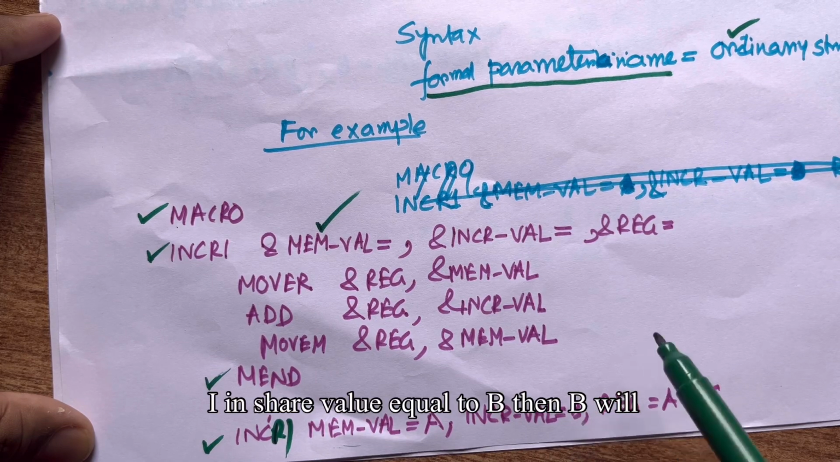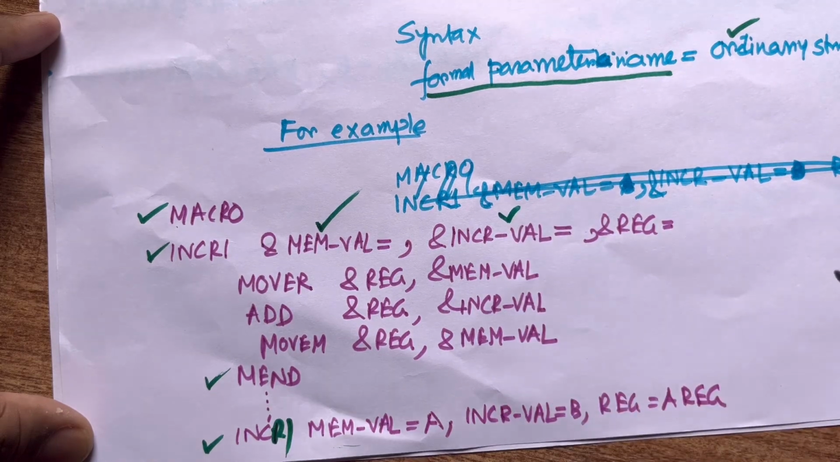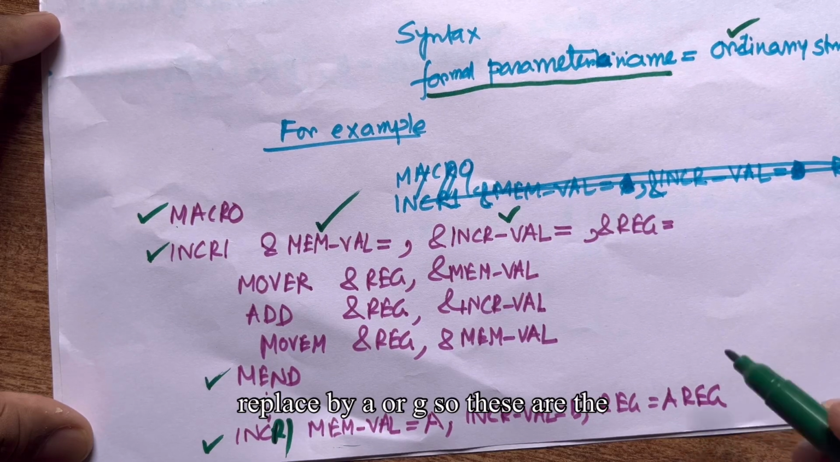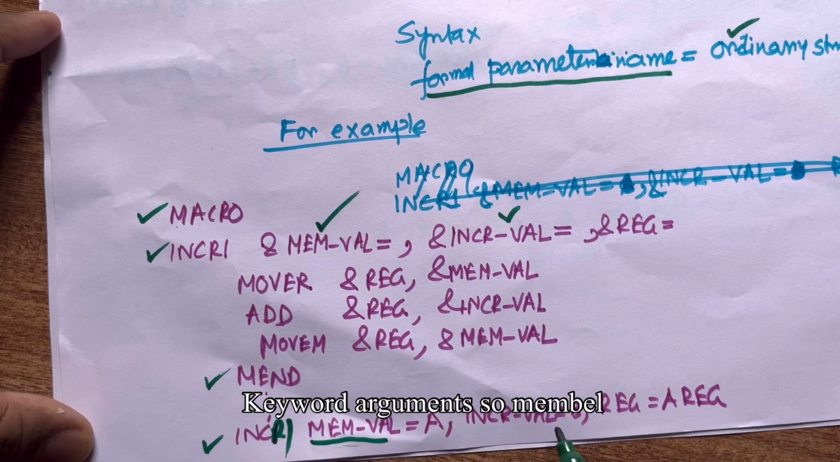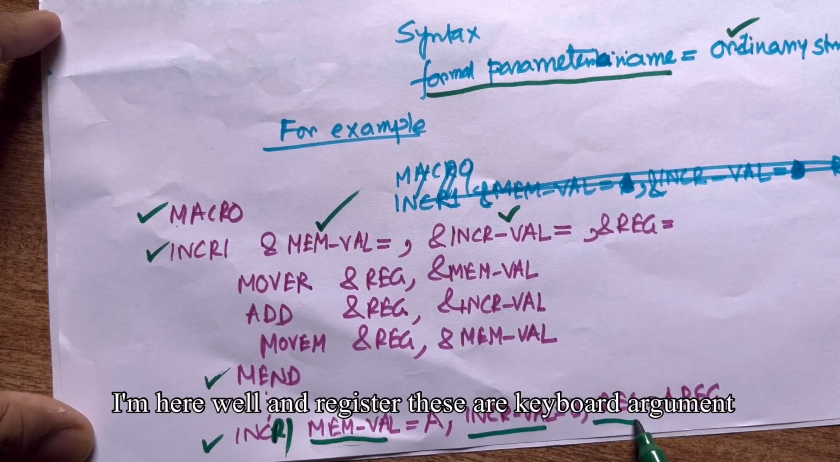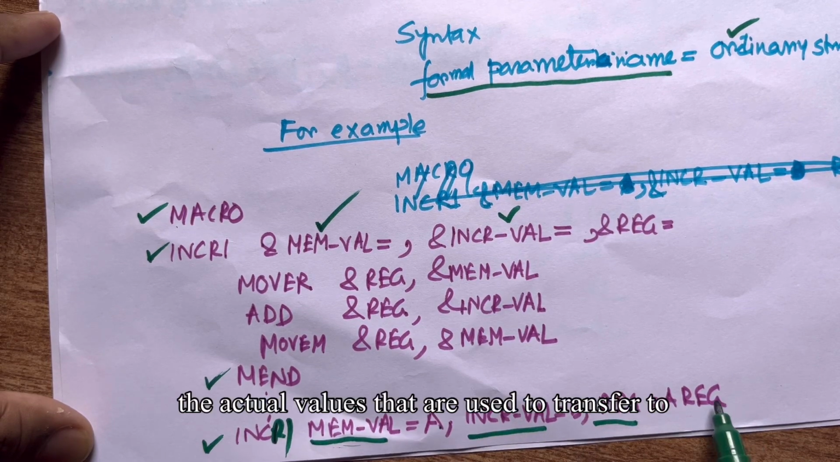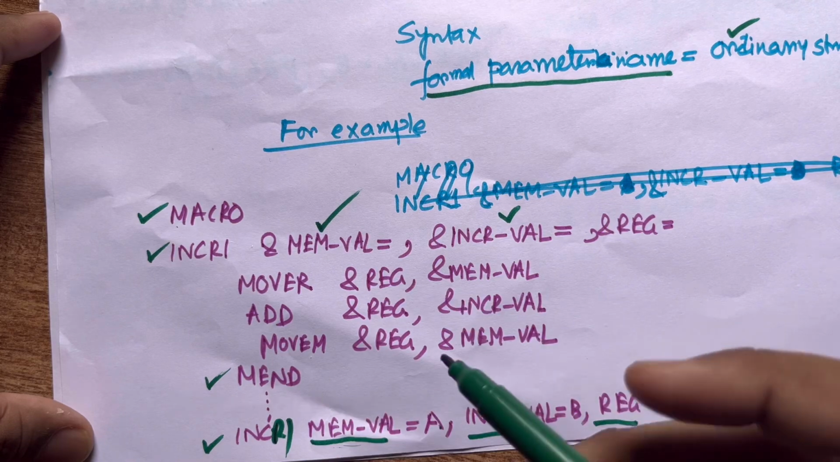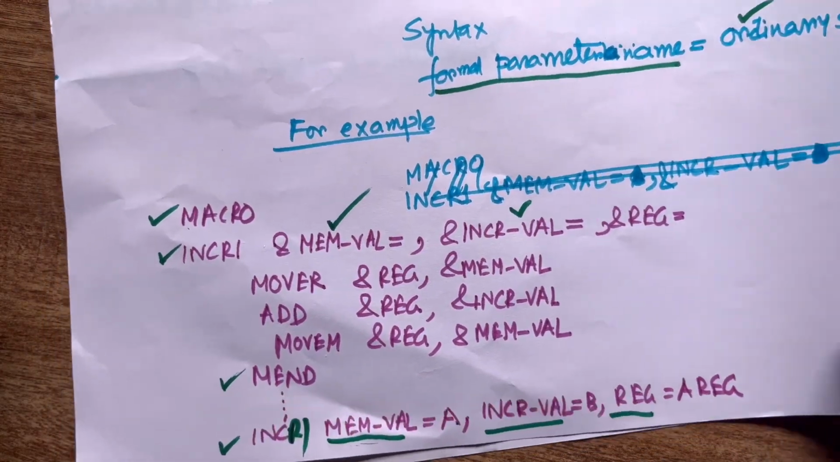Here value equal to B, then B will be transferred to the keyword argument here value, and register is replaced by A register. So memval, here val, and register are keyword arguments, and these are the actual values that are transferred to the keyword arguments. Then the macro expander will expand the instruction according to the requirement.